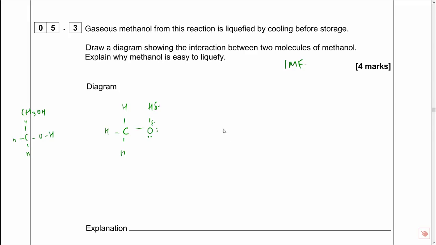On the other hand, we've got to make sure we reorientate the other molecule of methanol because it wants to show the interaction. So it's going to be delta positive, delta negative. I'll put in those again, and some sort of dotty line interaction between those guys there. That diagram is going to score you 3 marks. And so, explain why methanol is easy to liquefy.